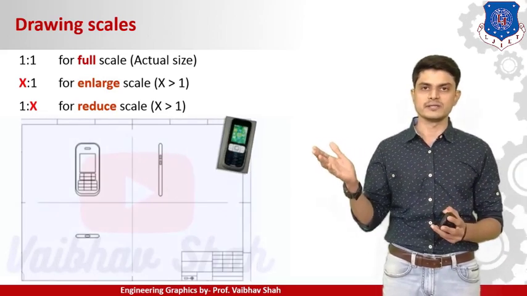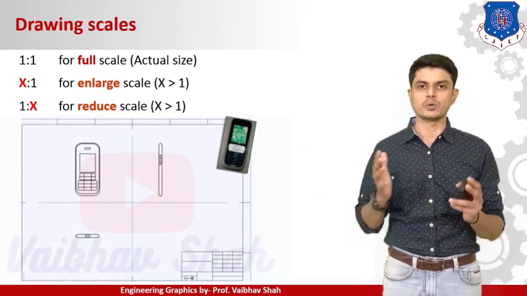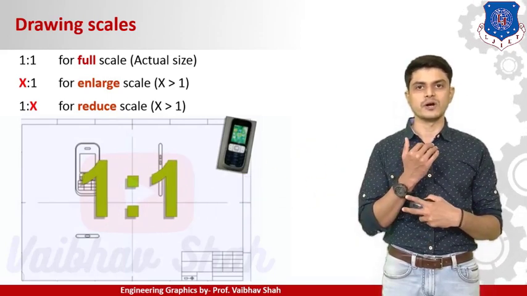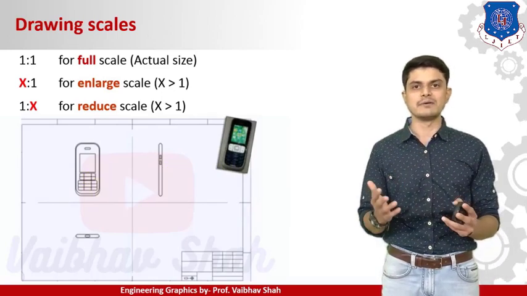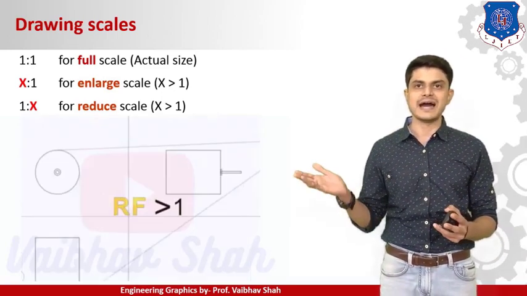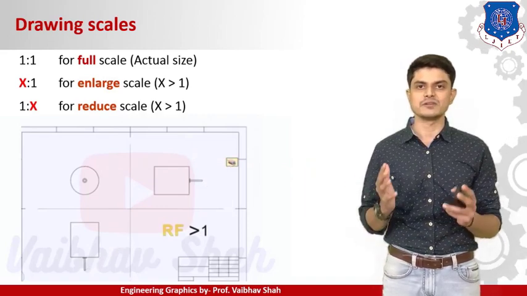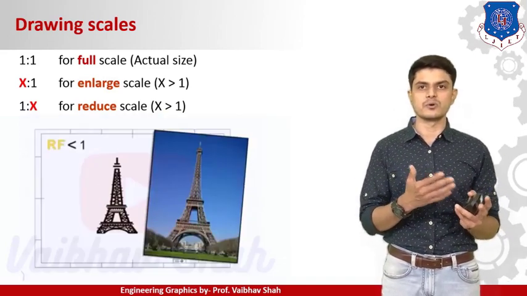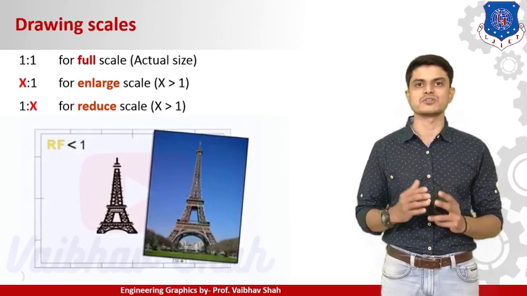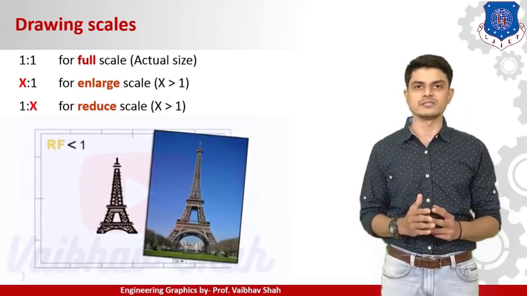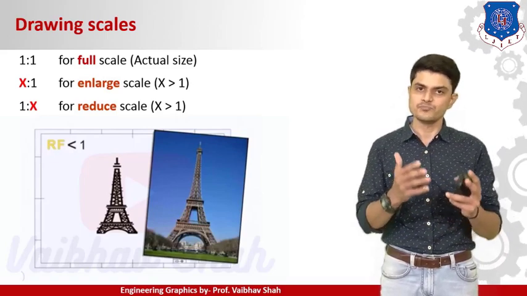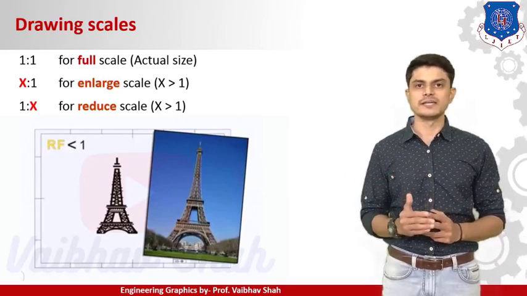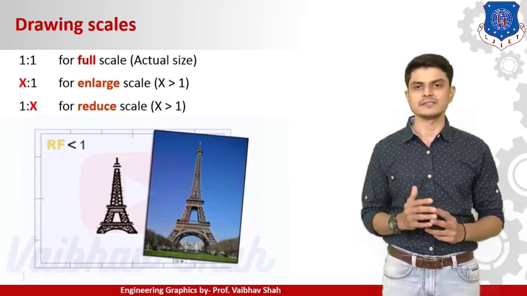This is a 1:1 drawing, in which we have the mobile drawn directly into the drawing sheet, so it is a 1:1 factor. Suppose we need to draw the components of a watch like this, so we need to enlarge the dimension of the watch, and we will have RF greater than 1. Suppose we have the Eiffel Tower and we need to draw it into a drawing sheet, we need to reduce the dimension of the Eiffel Tower, so we will have RF less than 1. So these are the examples of your full scale, reduced scale and enlarged scale.